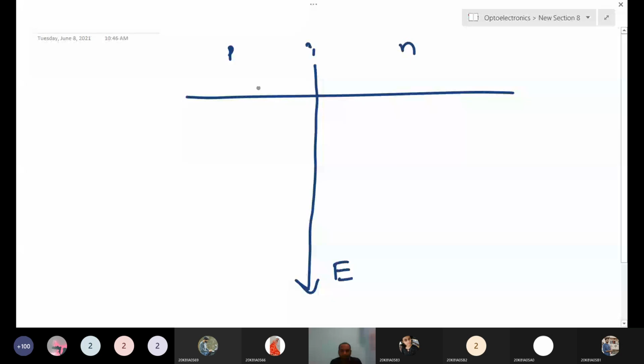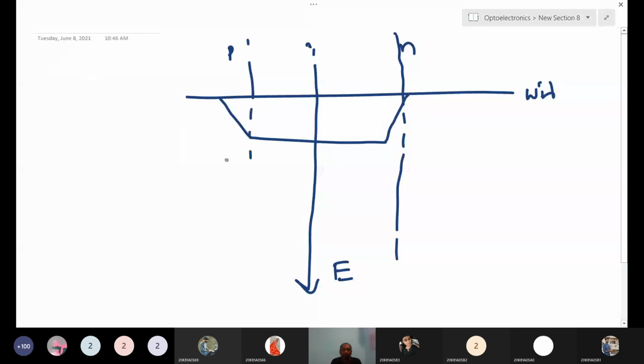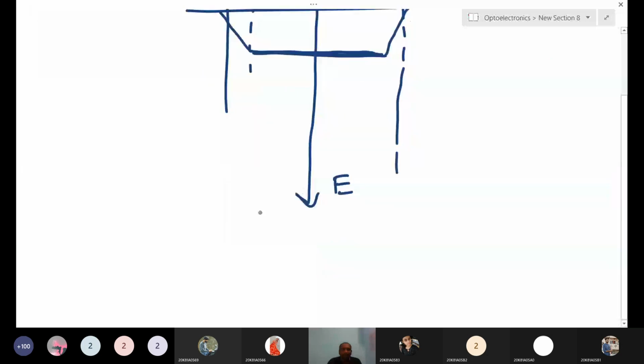I am drawing the electric field profile. This is the electric field, and in the PIN photodiode it will extend like this. Suppose this is the depletion width. In the PIN photodiode, the electric field is extended throughout the I layer, this much I layer. But in the PN photodiode, this is just P and N, and the electric field is just like this one.